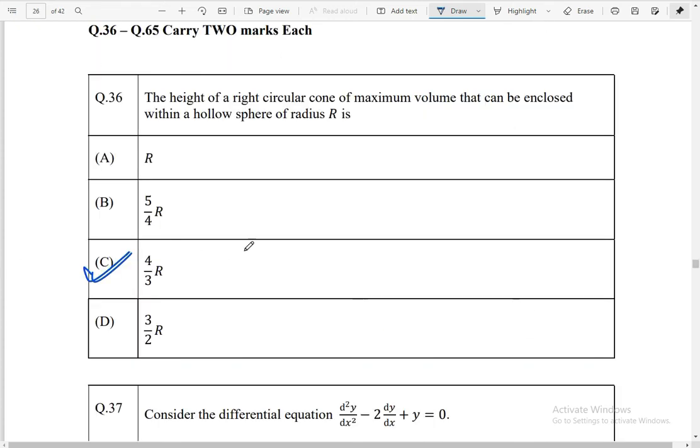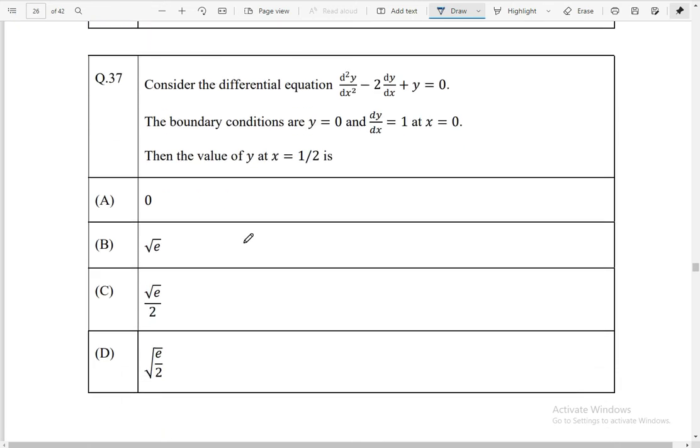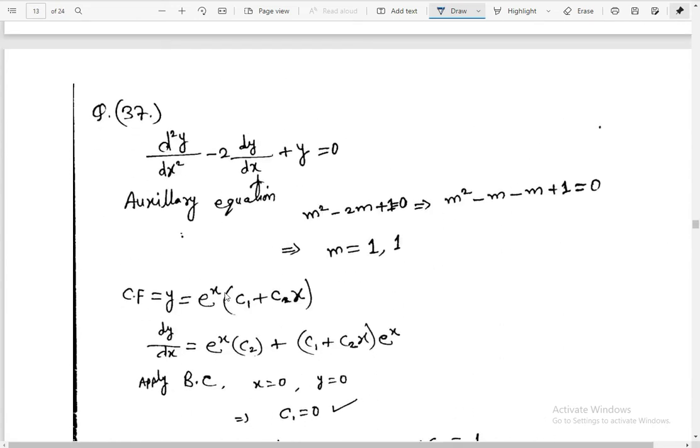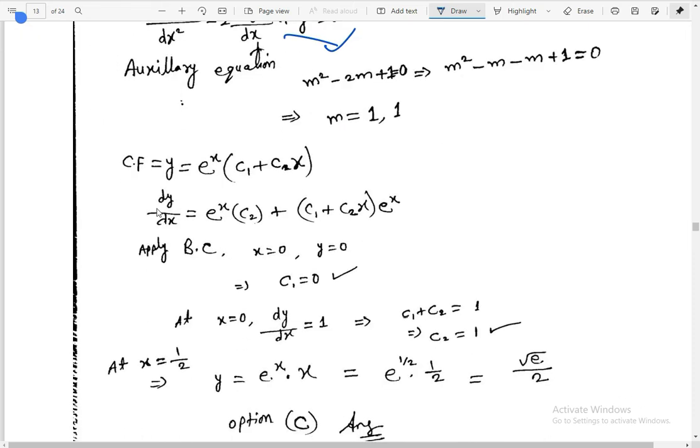For question number 37, a differential equation is given, with boundary conditions, and the value of y at x equal to 1 by 2 is asked. This question is very easy. From the auxiliary equation we find m equal to 1, 1. The complementary function CF is equal to e to the power x (c1 plus c2 x), because both values are real.